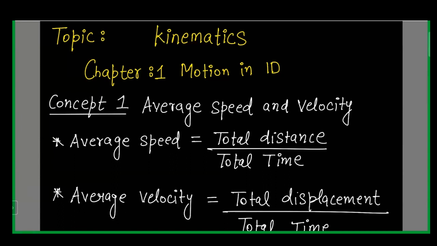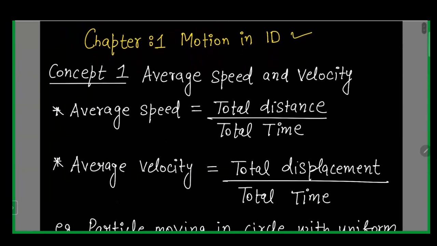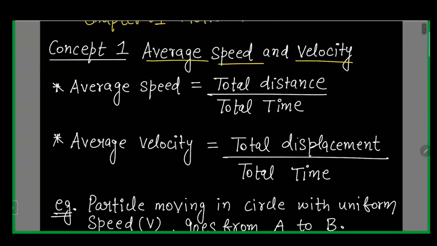So I have divided kinematics in two parts. Number one part is motion in one dimension. So whenever the motion is in one dimension, that we will study first. Okay. So in this context, the first concept which I want to teach you is average speed and average velocity. Now this concept may seem very simple, but can be very tricky at many times.